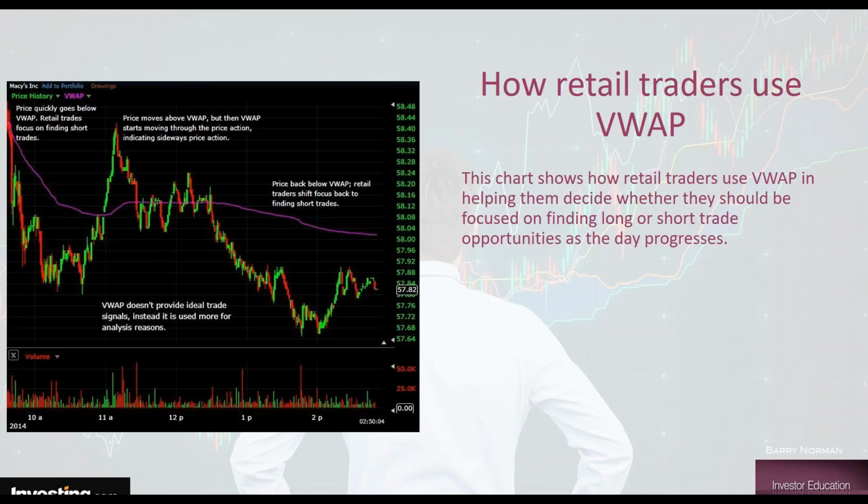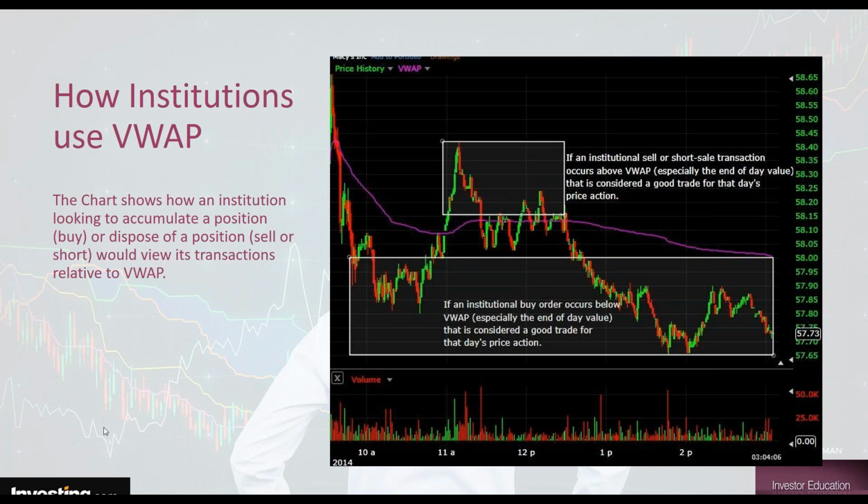Okay, so we see the difference here. On this chart, we can see how an institutional would be looking at the VWAP. We see the purple line, which is the VWAP line, and an institutional would sell or short sell a transaction above the VWAP. So as price moved above the VWAP, they would be looking to sell. If an institutional buy order occurs below the VWAP, especially at the end of the day, this is considered a good trade for the day's price action.